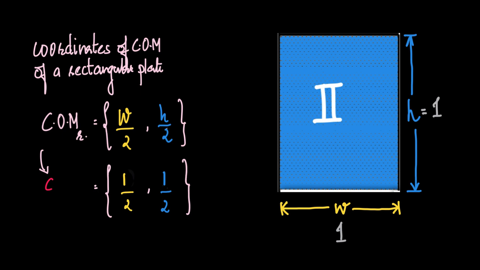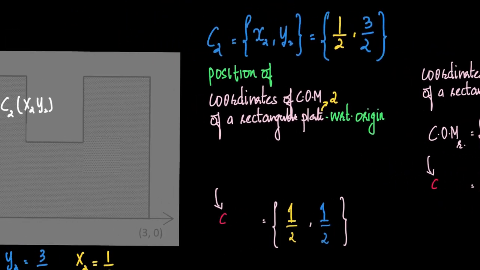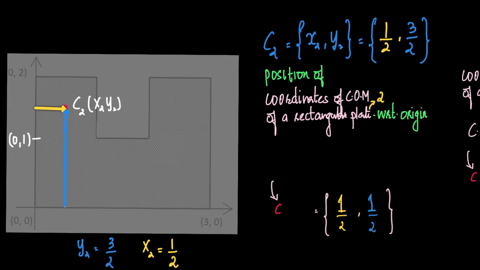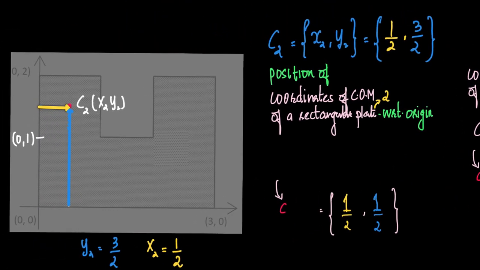Okay, are we done? No. Now we should be finding the coordinates of the center of mass of the rectangle with respect to the origin. So now we will have to place the same figure and then find the coordinates. We have C2, the center of mass of this rectangle with respect to the origin, with coordinates x2, comma y2.